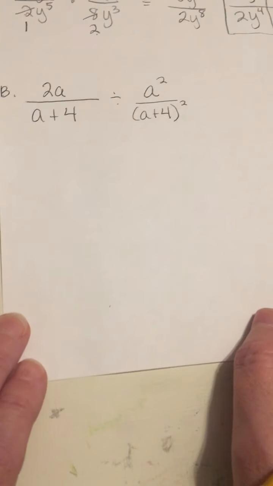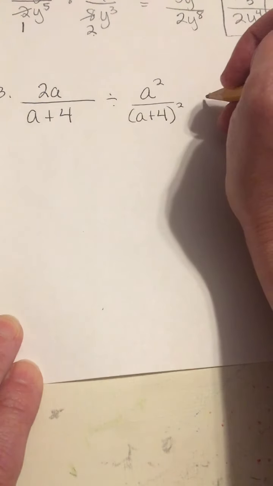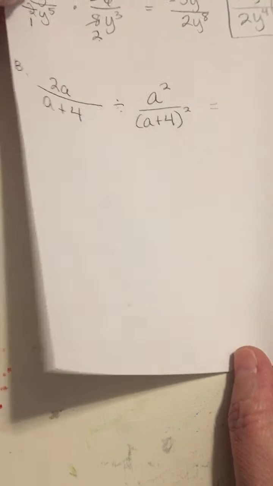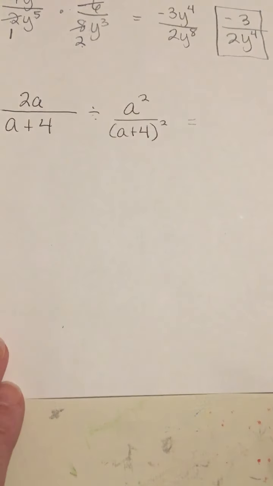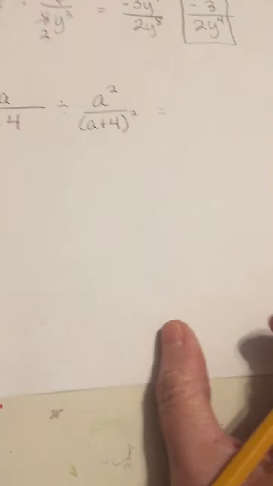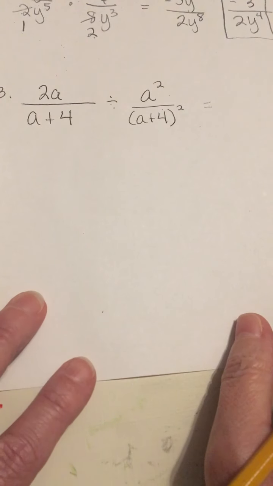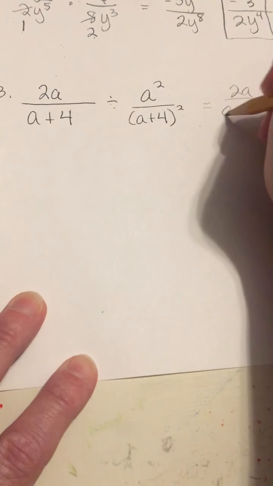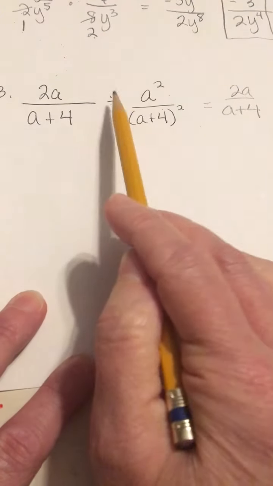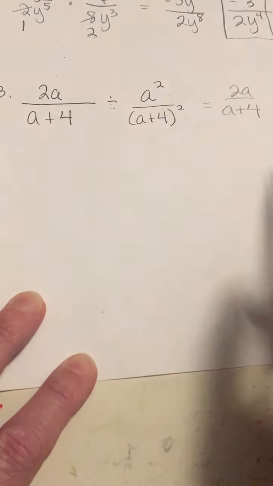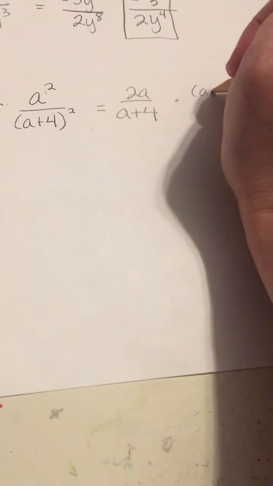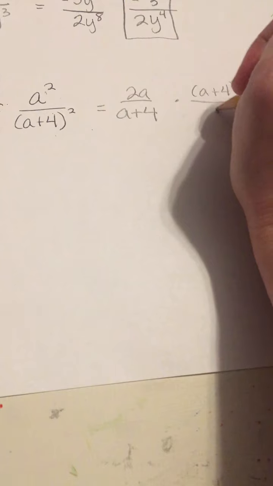So again, the first thing I'm going to do is rewrite this using multiplication. I'm going to change that division to multiplication. What I'm going to do is always keep my first one the same. That's not going to change, so that will be 2a over a plus 4. But remember, to change this to a multiplication problem, I'm just going to flip those. So this is going to be times, and I just flip those. So I have a plus 4 squared over a squared.